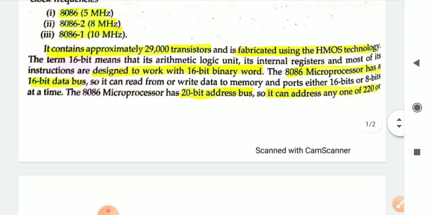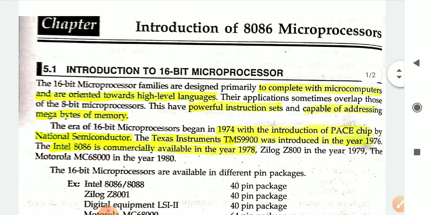Here we read about the introduction to the 16-bit microprocessor, that is the 8086 microprocessor. So friends, in this video we have talked about the introduction of the 8086 microprocessor.